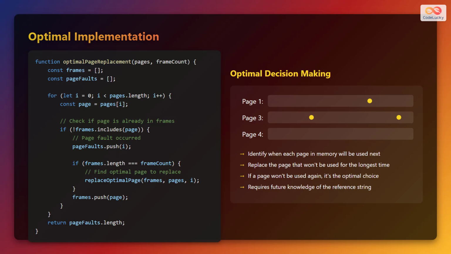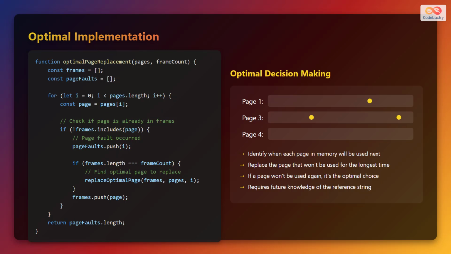If the page is not present, which means a page fault occurred, then the page index is pushed into the page faults array. It checks if the frames array has reached its maximum frame count. If so, it calls another function named replaceOptimalPage to find the optimal page to replace and replace the page. Finally, the current page is pushed into the frames array.